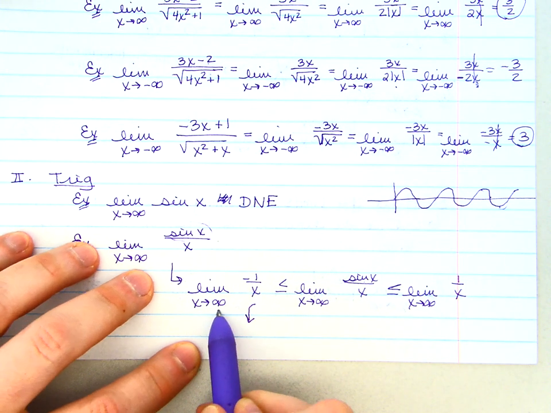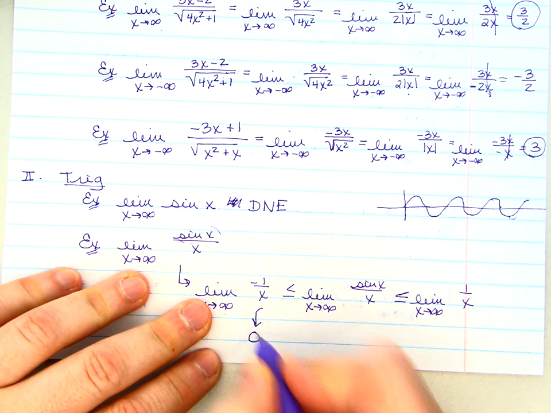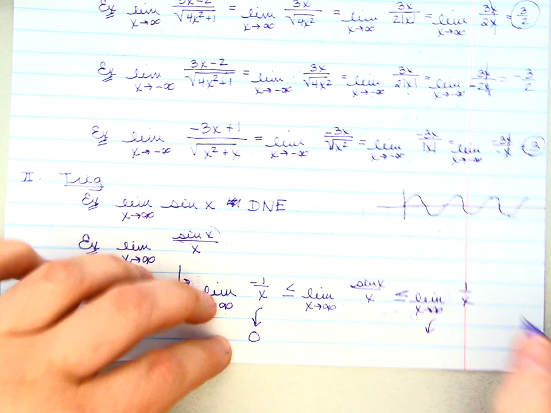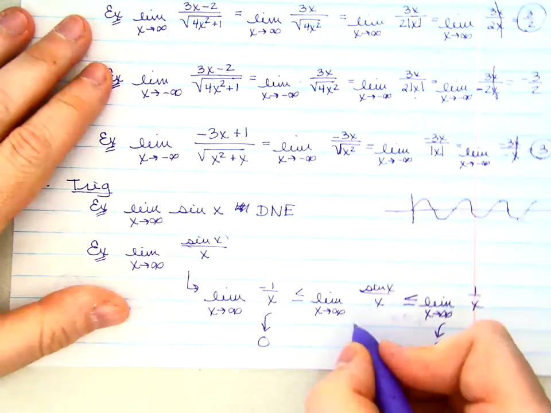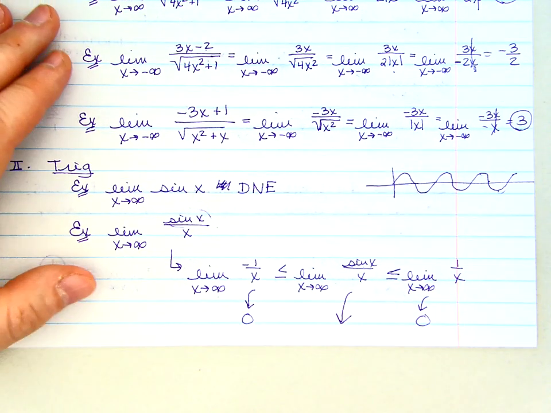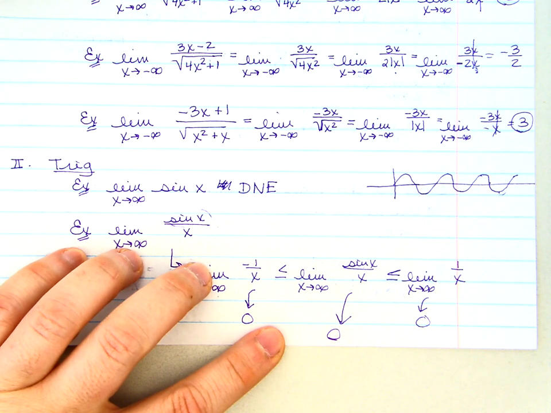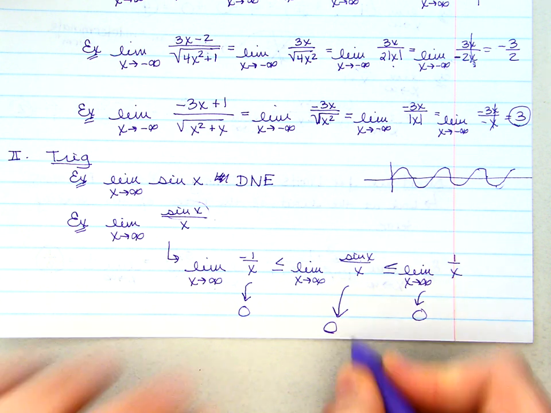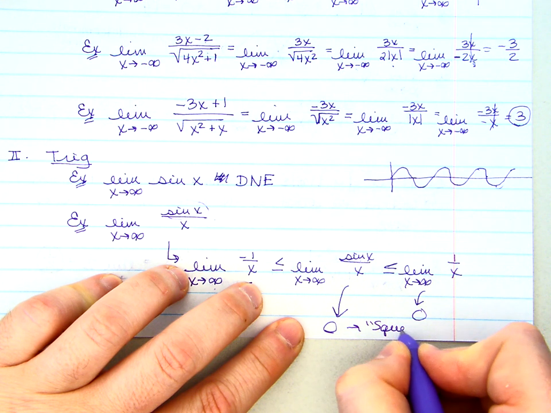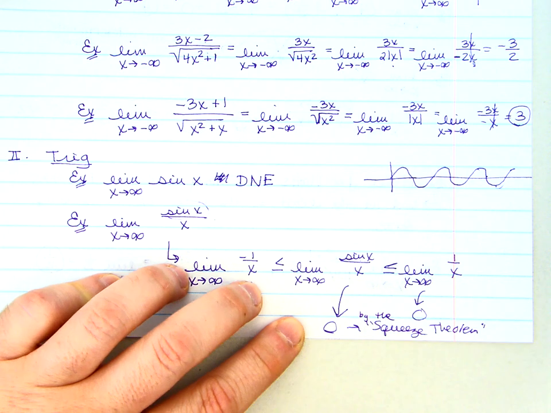What is the limit as x approaches infinity of -1 over x? Should be 0. What's the limit as x approaches infinity of 1 over x? Should also be 0. Therefore, what is the limit in the middle going to have to be? That should be 0. You remember the name of the theorem that guarantees this? I hope you just said, by the squeeze theorem. The squeeze theorem.